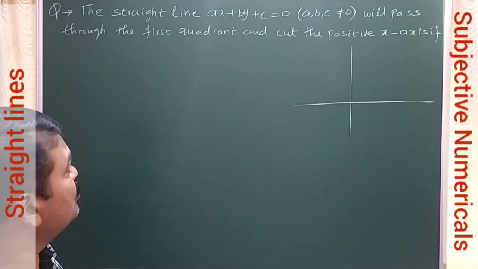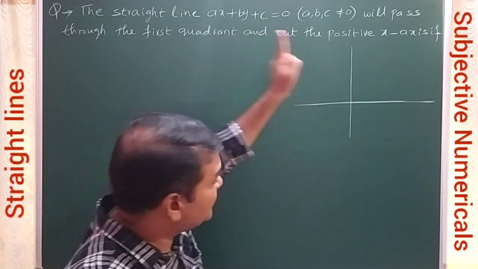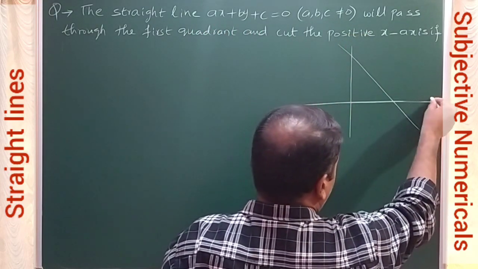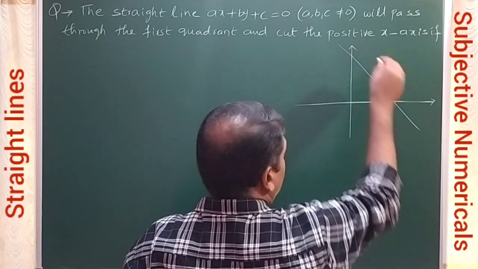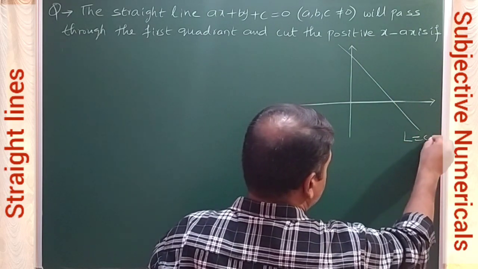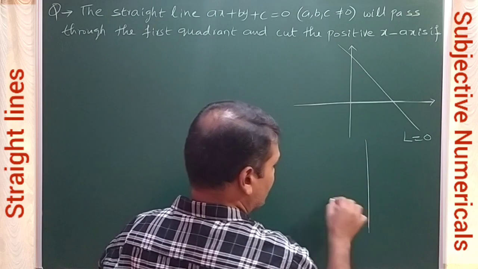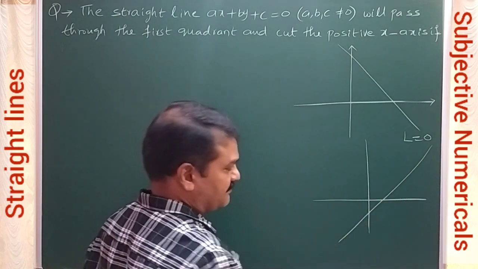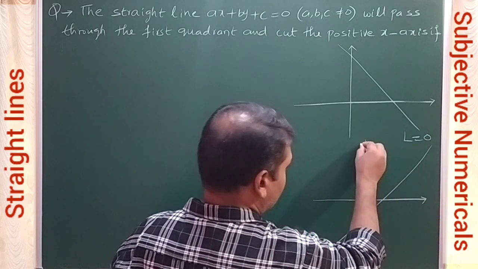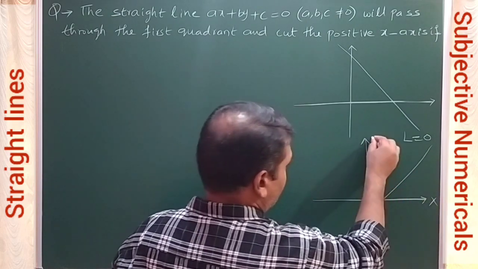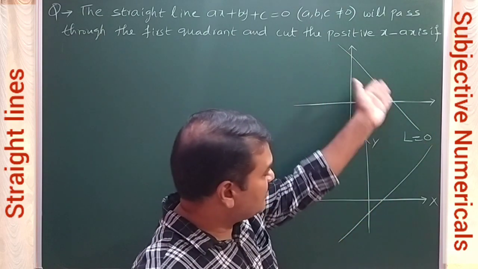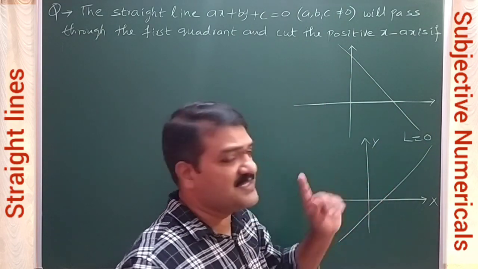A straight line passing through the first quadrant and cutting the positive x-axis can be taken like this, or it can be taken like this. So there are two possibilities. In both cases, the straight line passes through the first quadrant and cuts the positive x-axis.